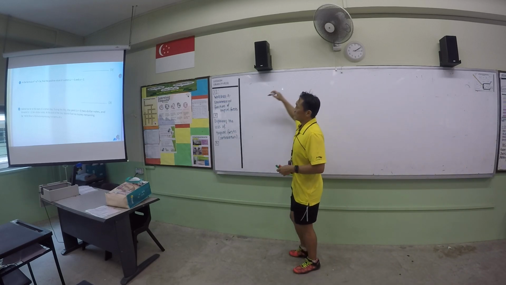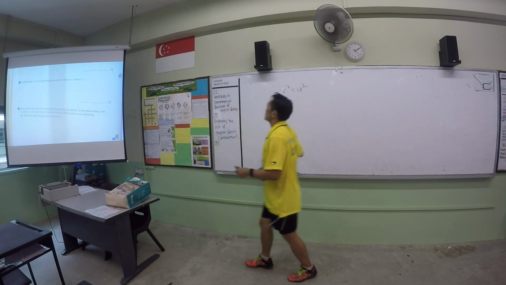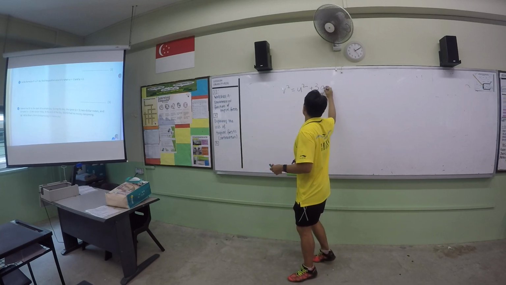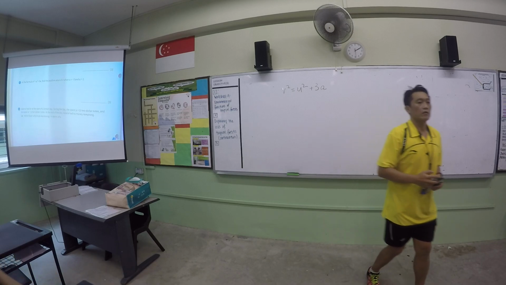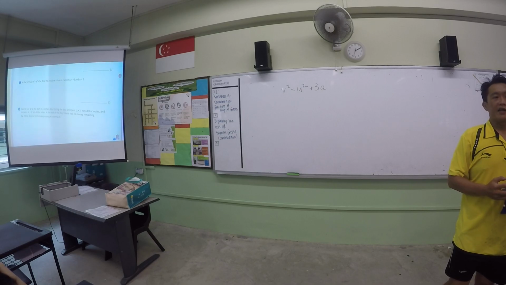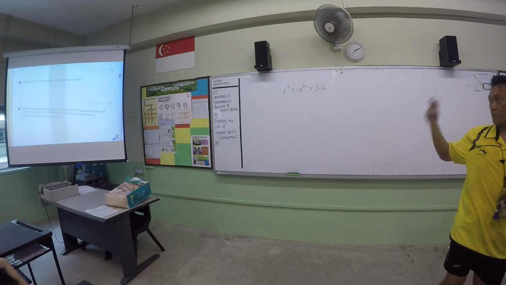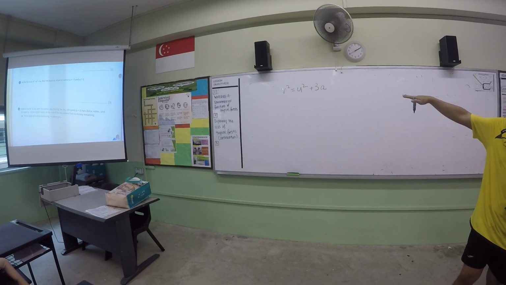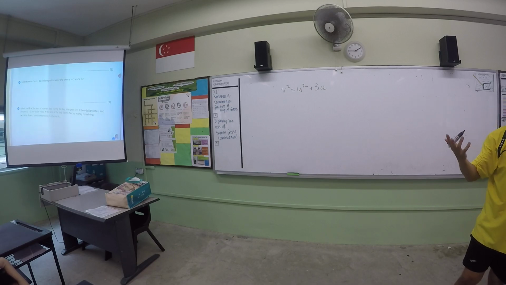Okay, question 5. In the formula, b square equals to u square plus 3a. Just like when you are given a sentence, you write it into mathematical symbols. Strings of mathematical symbols are also telling you something, just like an English sentence.